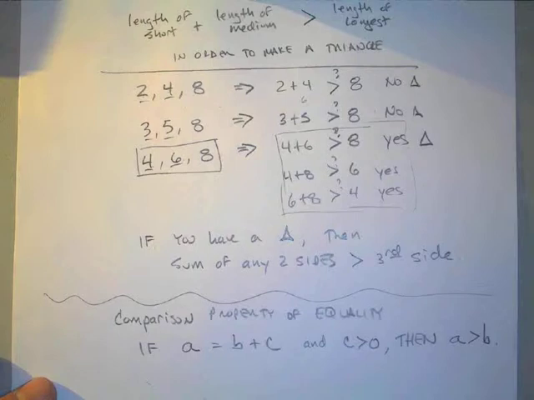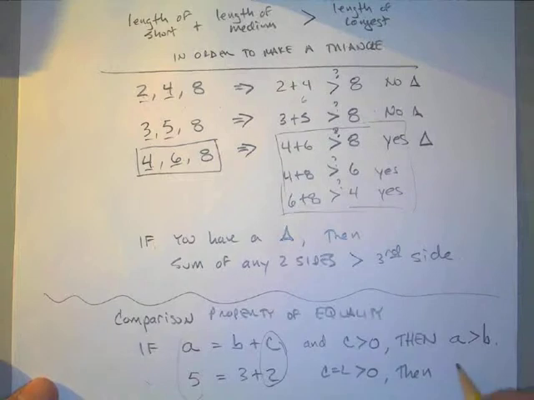Let's do an example here. Let's say that we have 5 equals 3 plus 2. Okay, so the first question is, let's see, there's the C value. Is that bigger than 0? Yes, C equals 2, which is bigger than 0. So then, is A, which is 5, bigger than B? Yes, it is. So that's just a brief idea of how comparison property of equality works.